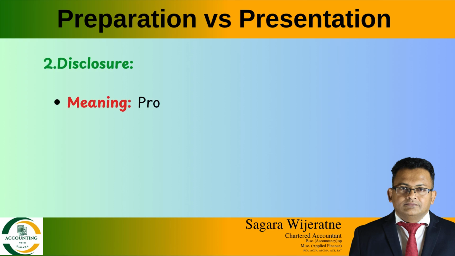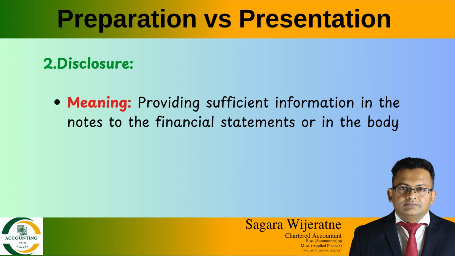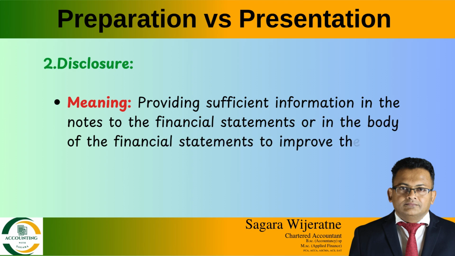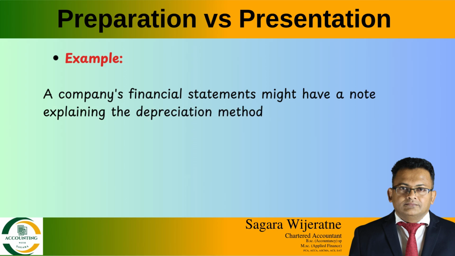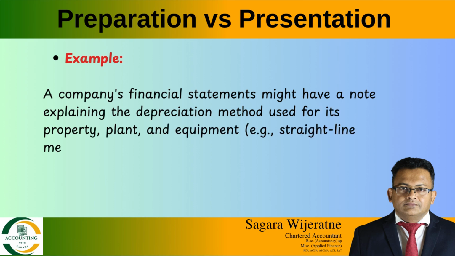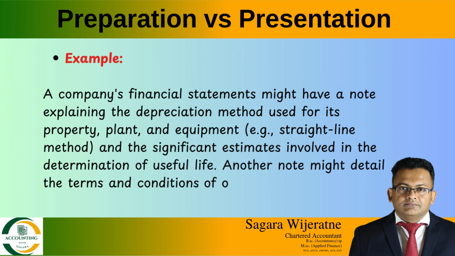Disclosure. Disclosure means providing sufficient information in the notes to the financial statements or in the body of the financial statements to improve the understandability. Example: a company's financial statements might have a note explaining the depreciation method used for its property, plant, and equipment. Example: straight line method, and the significant estimates involved in the determination of useful life. Another note might detail the terms and condition of outstanding loans.